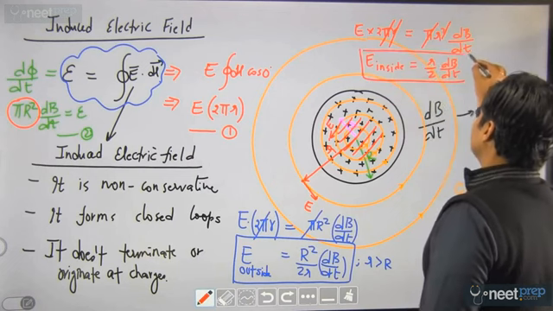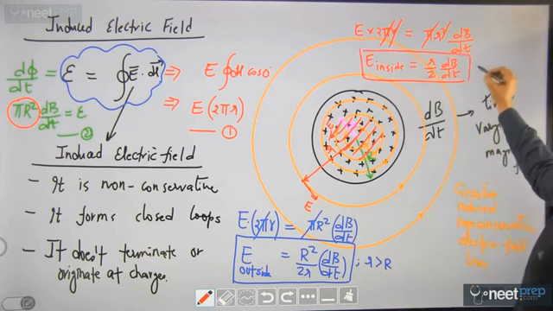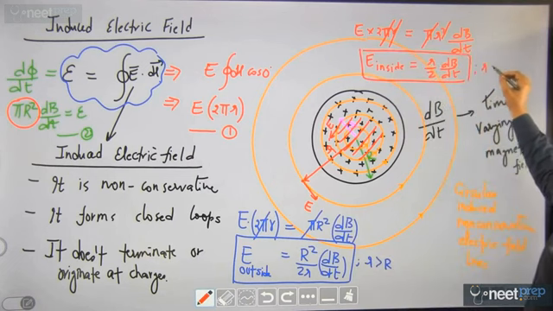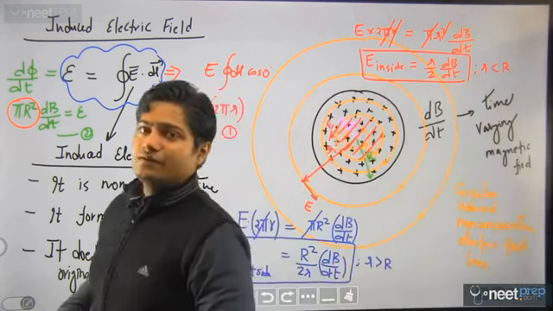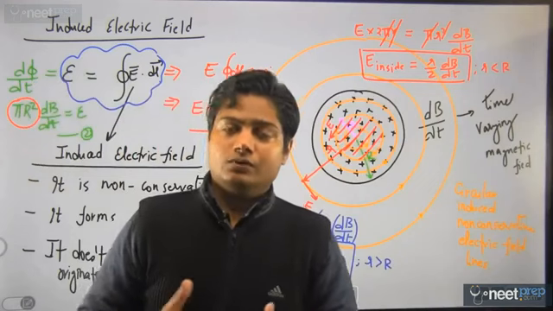So this is the result. Either you can remember the values or you can remember the method by which we have calculated it. So this is the concept of induced electric field inside the loop and outside the loop.